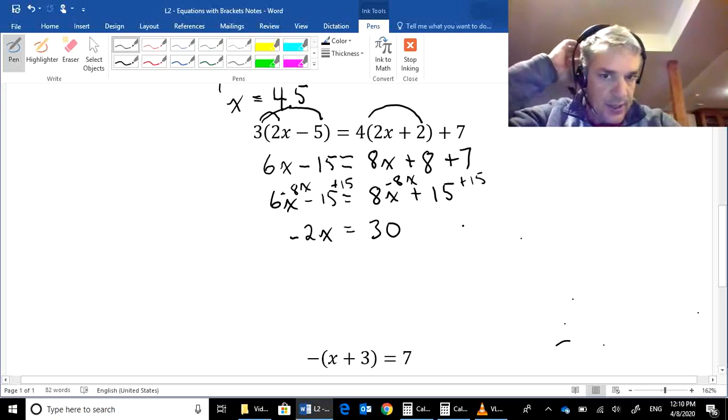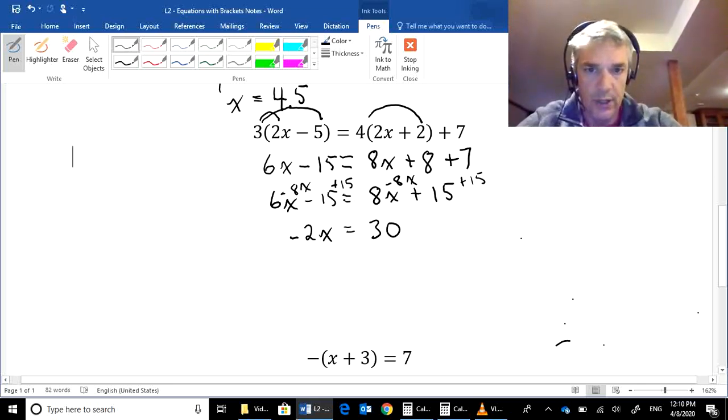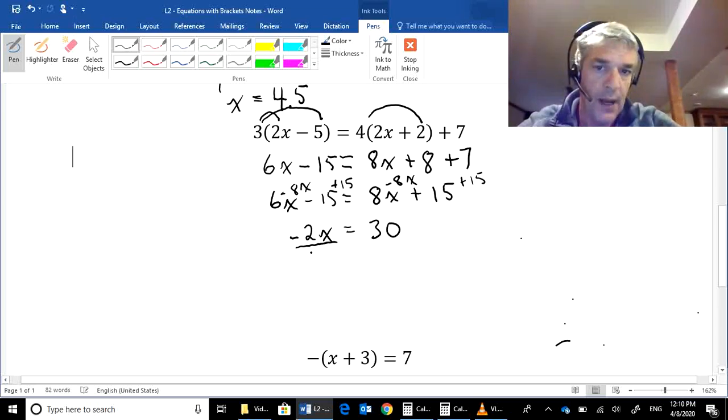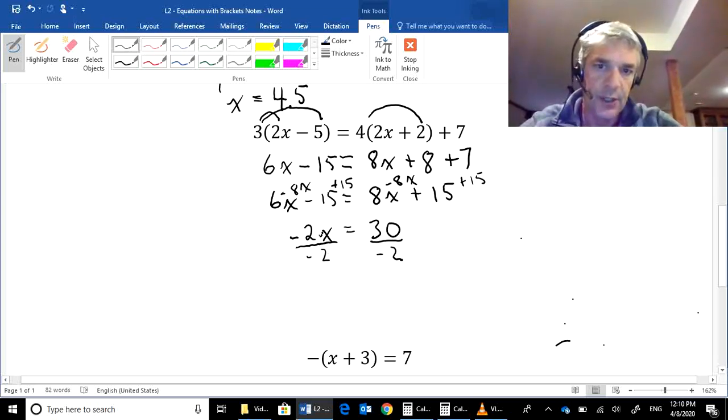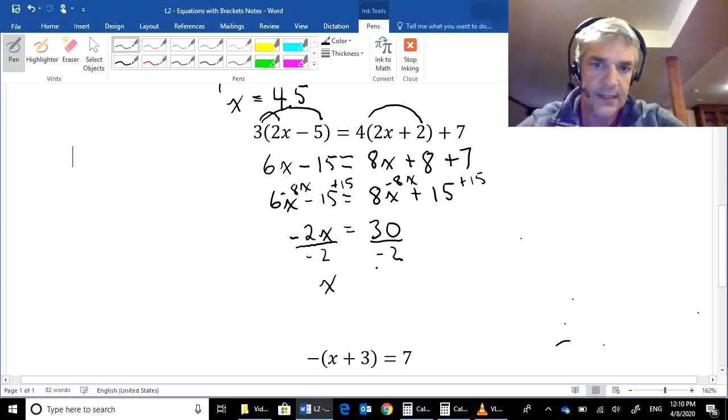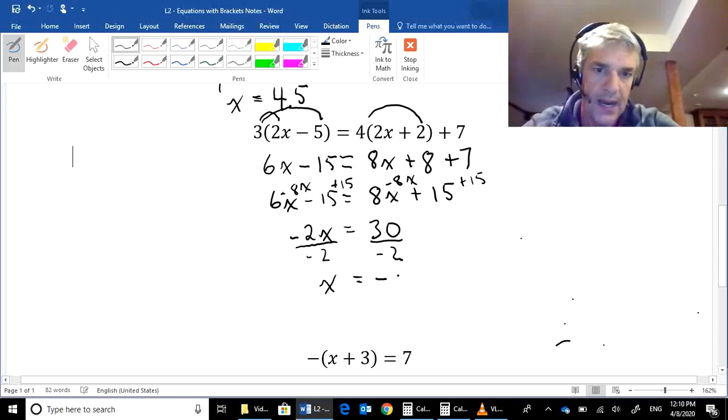And it's just a manipulation of the equation, okay? So the 15 minus 15 plus 15 is gone, and the 8x minus 8x is gone. They're zeros. Now, I'm not quite done, but I'm getting there. 2 is being multiplied by the x, actually minus 2. And so I want to divide by minus 2. Divide by minus 2. And these two end up being 1, which leaves me with x equals minus 15. And that's because 30 divided by minus 2 is a negative value.